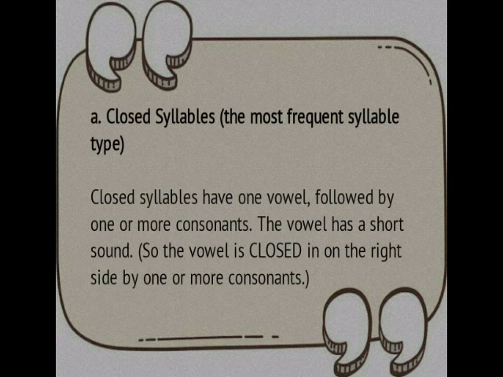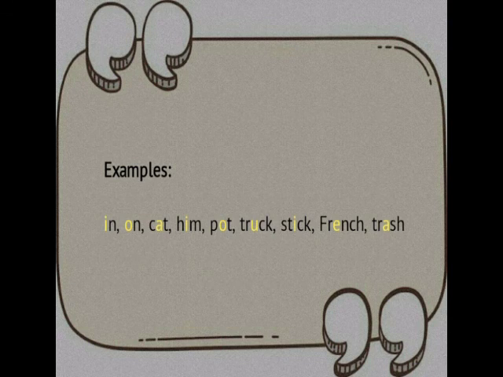A. Closed syllable. The most frequent syllable type. Closed syllables have one vowel, followed by one or more consonants. The vowel has a short sound, so the vowel is closed in on the right side by one or more consonants. For example, in, on, cat, him, pot, truck, stick, fringe, trash.